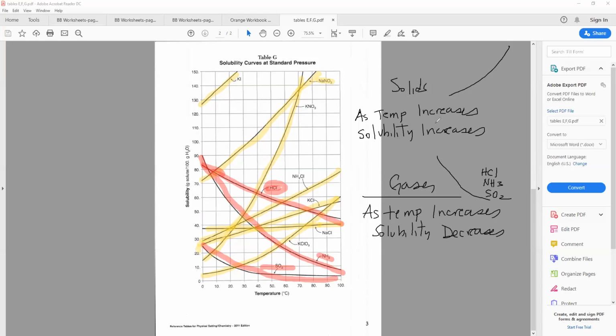Let's clear all the drawings. You should write this on your reference table. You should underline or highlight the three gases, not the solids.